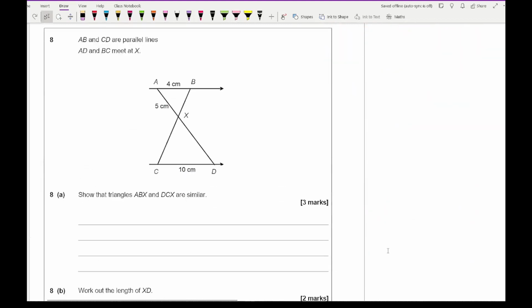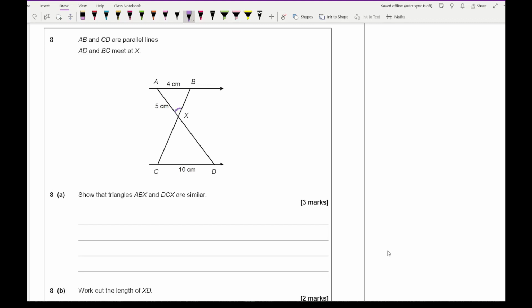Then moving on to question 8, it says AB and CD are parallel lines. AD and BC meet at X. Show that the triangles ABX and DCX are similar. So this is a case of looking at geometric proof and looking at congruent and similar triangles. So here we want to show that the angles are going to be the same.